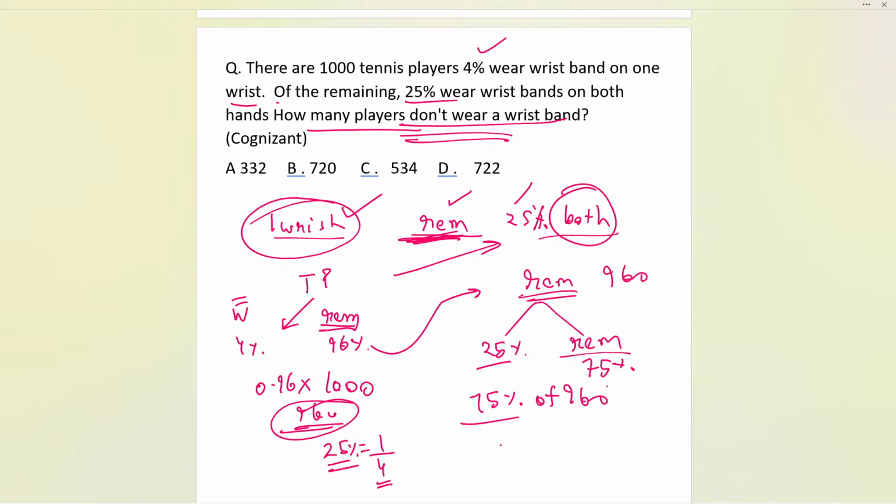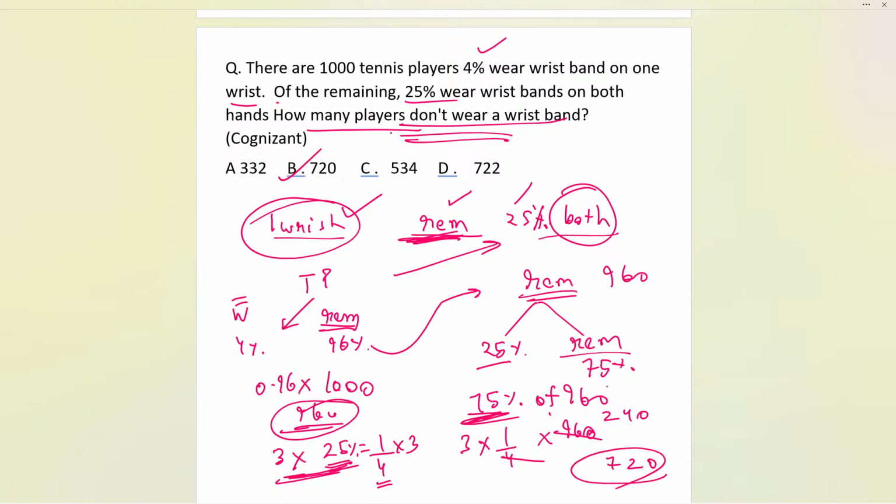25% in fraction is 1 by 4. So directly you can write 1 by 4, and 25 times 3 is 75. So it will be 3 by 4 of 960, where of means multiply. Now 4 times 2 is 2, and 4 times 4 is 0. It will be 3 times 4 is 12, 2, 1. Yes, 720 is the answer. That means B is the option. So great.